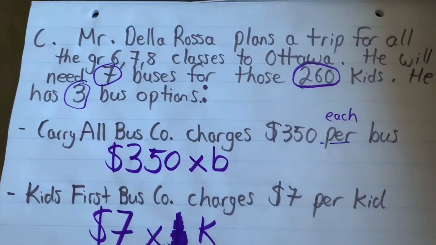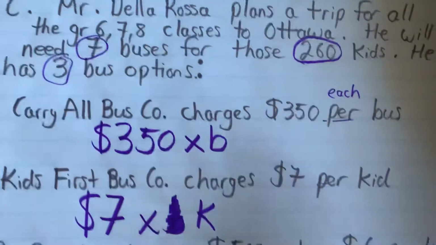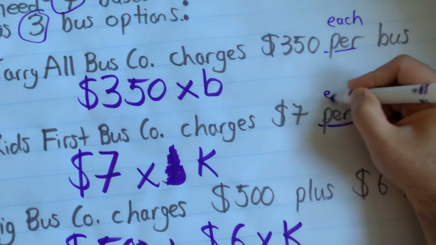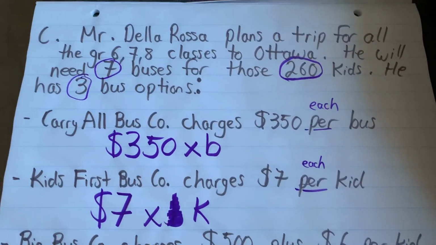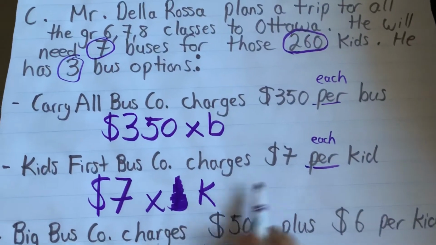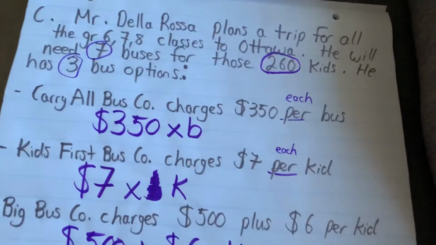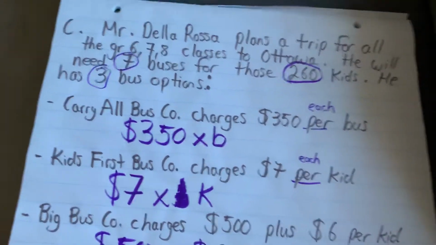Next company, Kids First Bus Company, charges $7 per kid. And remember, per just means each. Now, in this case, I change my algebraic expression to $7 times K. Why times K? Well, I figured K for kid. You can use any letter you want as long as you remember what the letter represents. The variable can be anything.